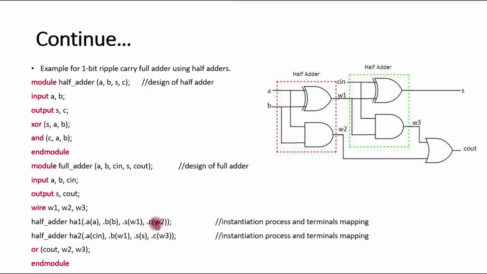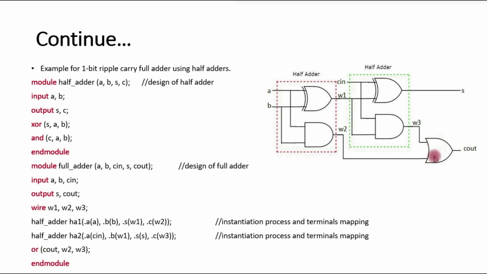The dot C is mapped with the W2 signal. Similarly for half adder 2, the label is HA2 and the mappings are: dot A, the first input signal here, is mapped with the C input for the full adder circuit. Dot B is matched with the W1 signal for the full adder circuit. Dot S is the final sum S for the full adder circuit. And dot C is the W3 terminal for the full adder circuit.